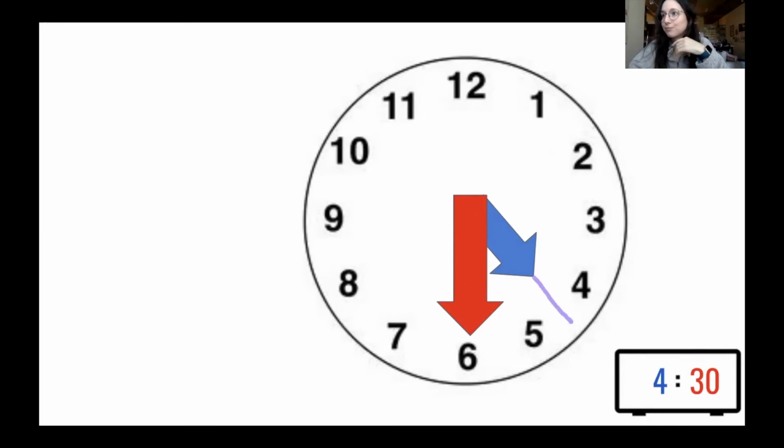Great job. Now that we got through that review, we have a really fun activity. It's going to be really goofy, and then you guys are going to get the chance to do it on your own. So we're going to look at a bunch of clocks, and we're going to think about what we were doing at the time on the clock that is showing.